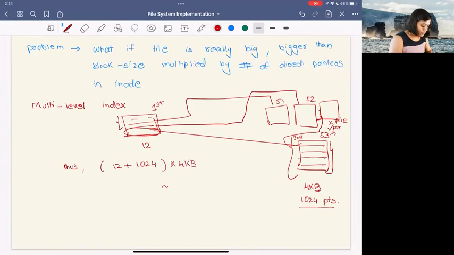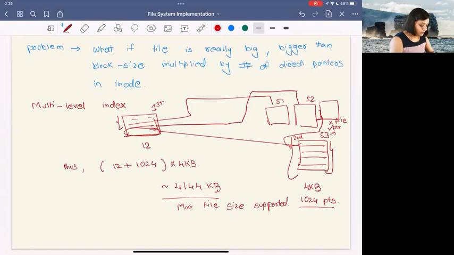So that's around 4,000. To be accurate, doing the calculations in my calculator, not in my brain, it's 4144 kilobyte. So this is the maximum file size supported. Pretty huge, right? Much bigger than our initial file size supported.